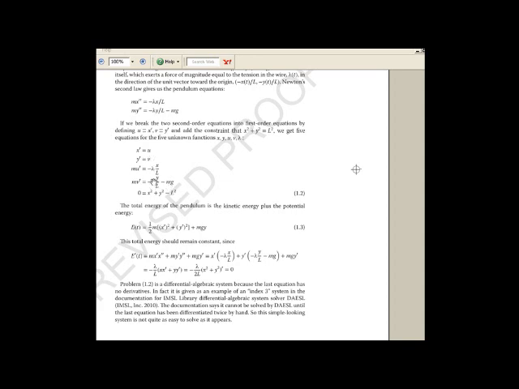So there's four equations. But we also have to have that x squared plus y squared is always going to be equal to L squared. It always has to be a distance L from the origin. So we've actually got now 5 equations for 5 unknowns. What are the 5 unknowns? They're x, y, u, and v, which are the derivatives of x and y, and lambda.